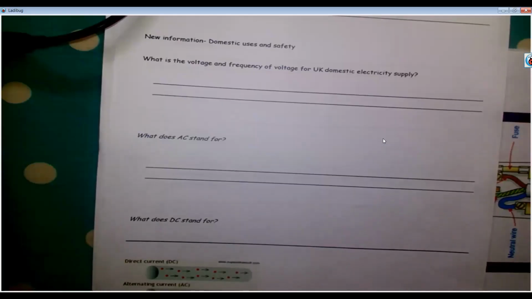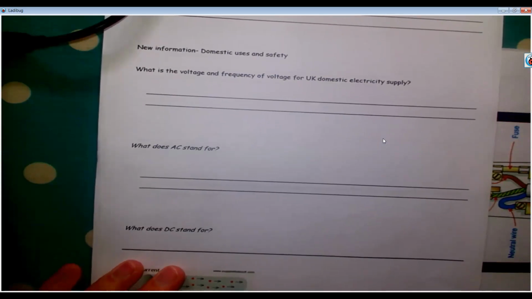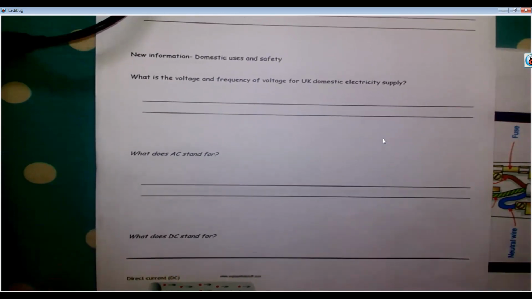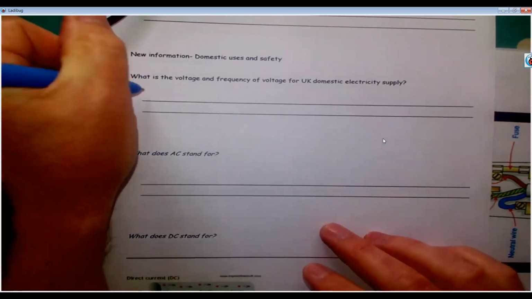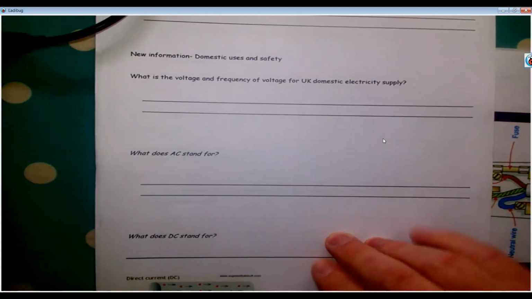Okay, new learning then. So the first bit of new learning that we're going to do is on alternating and direct current. So I'm going to do a little bit of modeling under the camera for that. Okay, so new information. What is the voltage and frequency of voltage for UK domestic electricity supply? So get your pen, paper out, write down a few notes on this, please. It's not for watching only. This is where you have to be proactive as well.